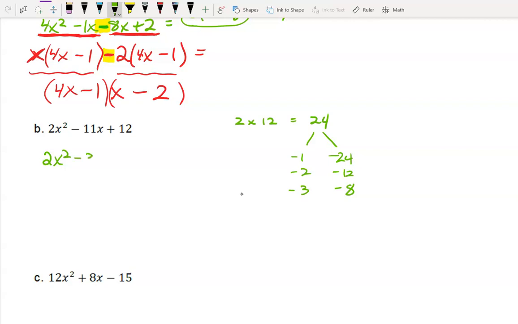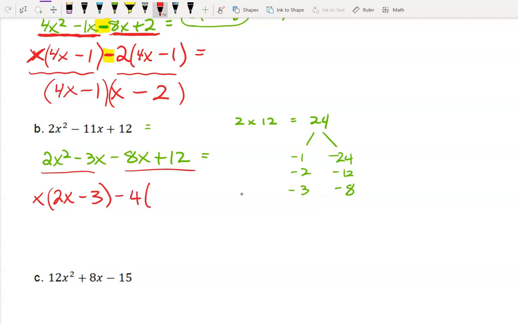So rewrite it. 2x squared minus 3x minus 8x plus 12. Okay, so what I did is I split up that negative 11. I decomposed it using those first few steps. Okay, now I'm going to group, first group and the second group. What's a common factor in the first group? X. If I take out an x, I'm left with 2x minus 3. What's common in the second one? Notice I brought the negative down. A 4. If I take that out of both, you get 2x minus 3.